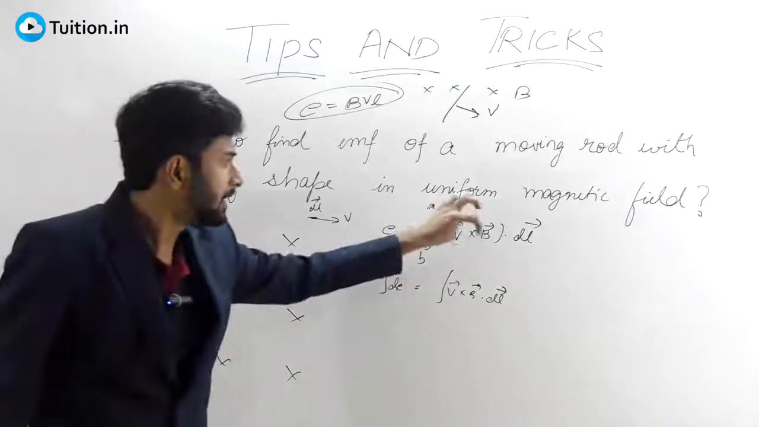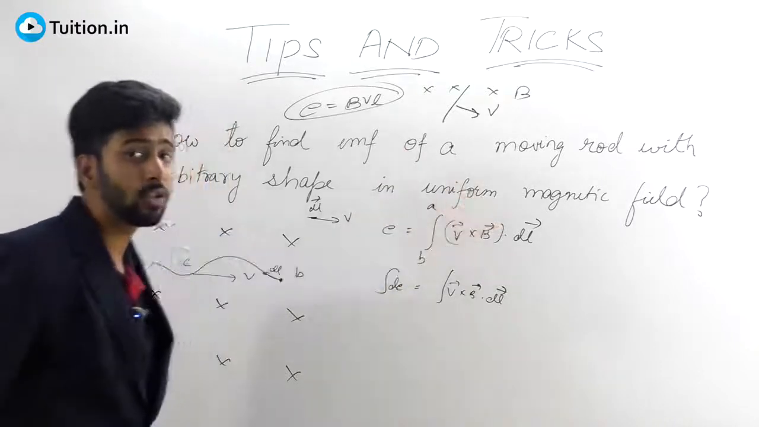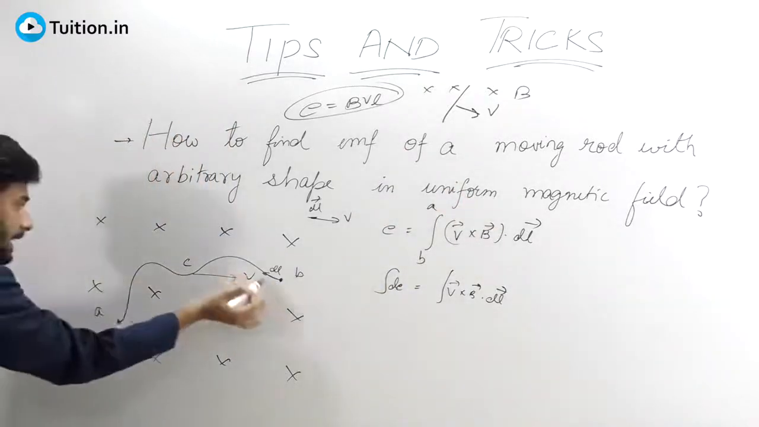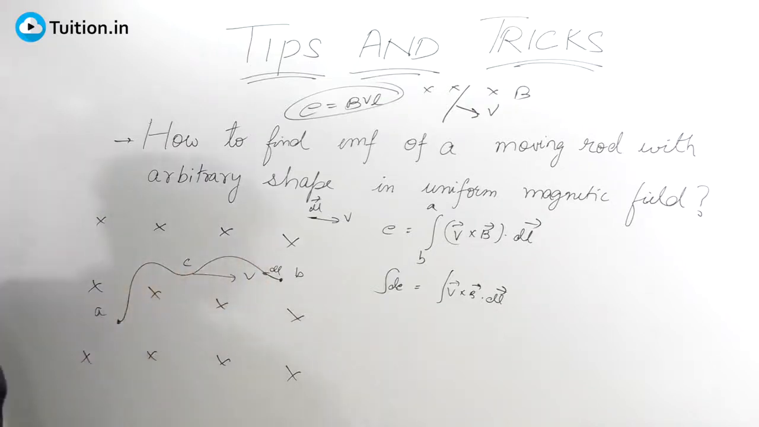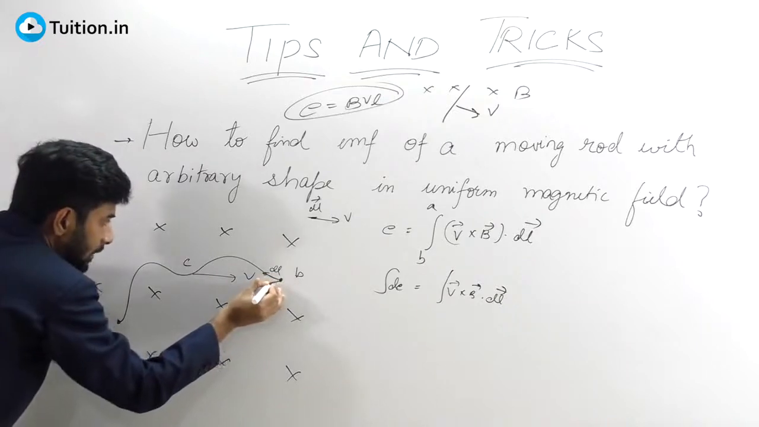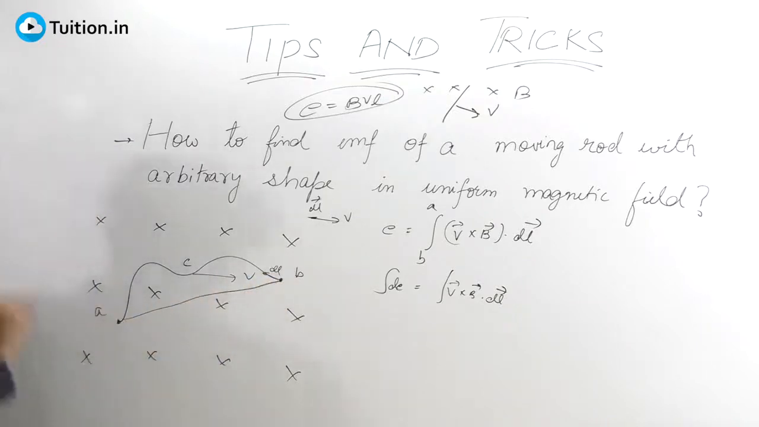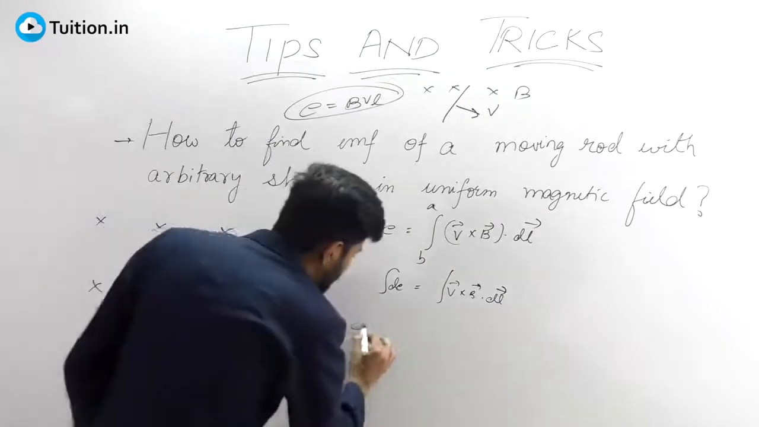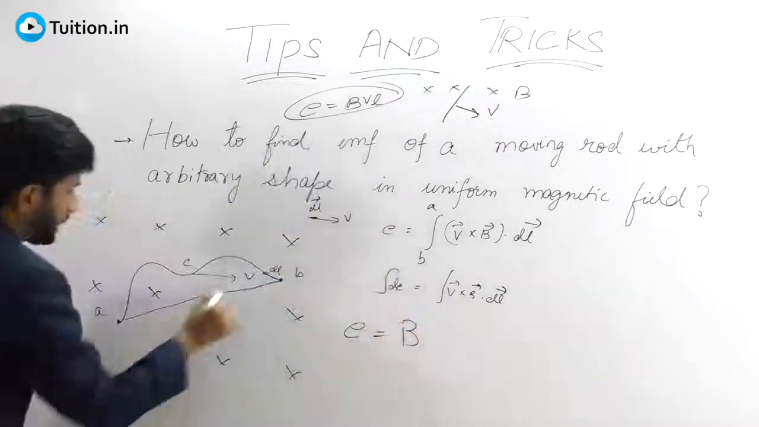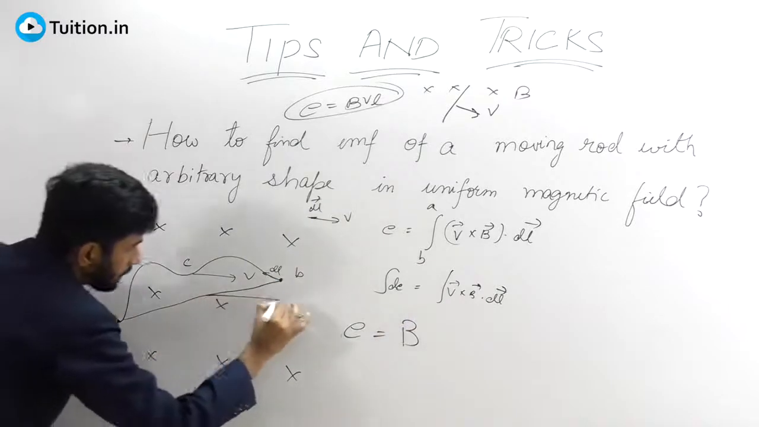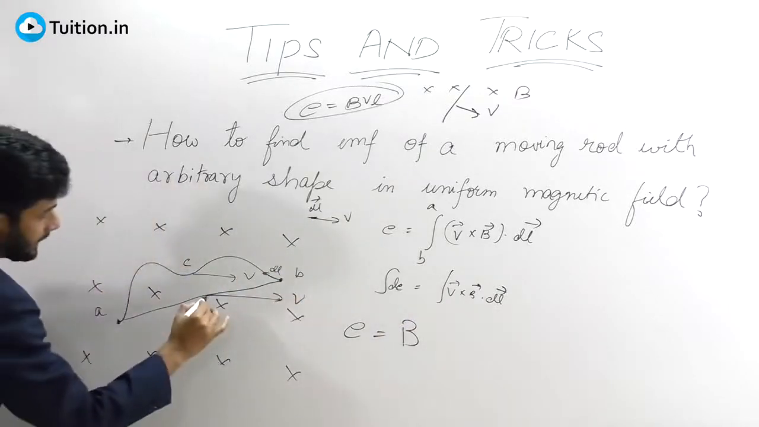Now, this expression gives us an idea as to what we have to do. If you actually integrate it vectorially, if you take all these dl vectors and integrate them, you will actually get this line which joins A and B, right? So, the formula for EMF first of all will be B times, look at this rod now, this rod is moving with some velocity v.